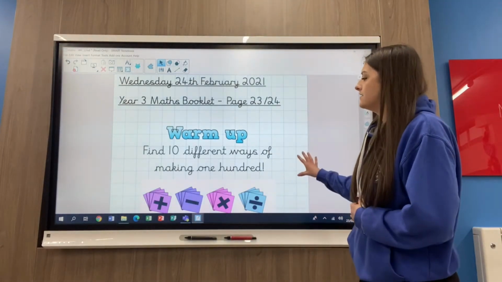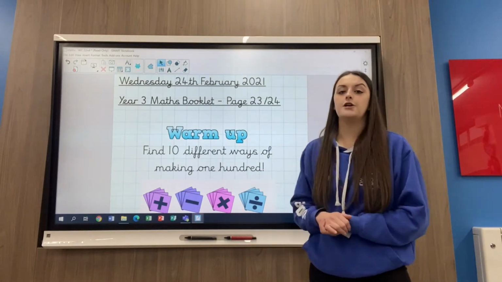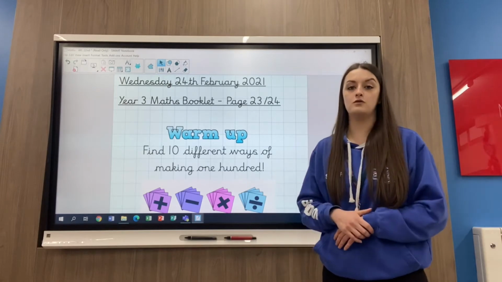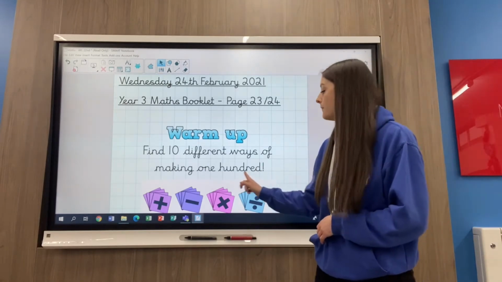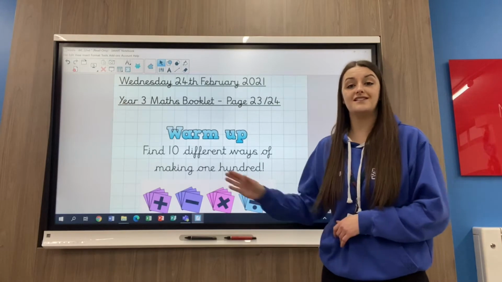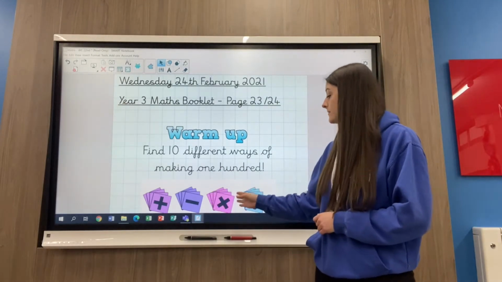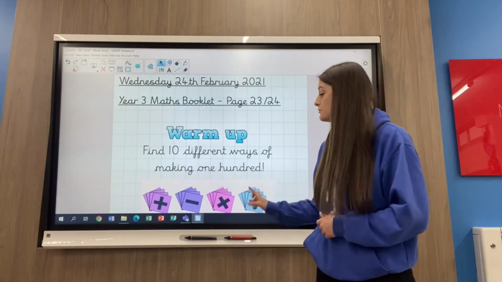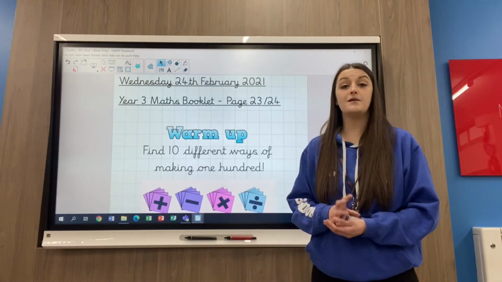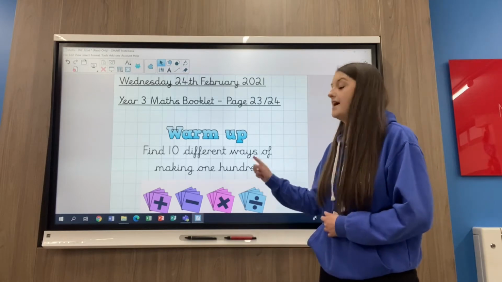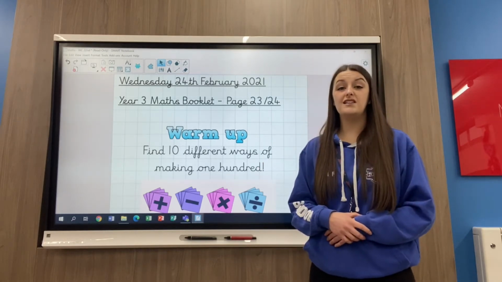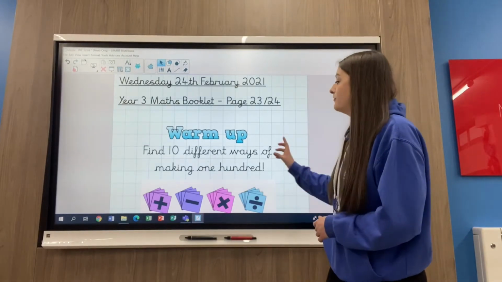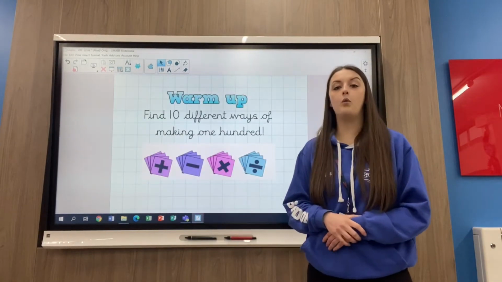So, today for our warm-up, I want you to find me 10 different ways of making the number 100. And you can use the 4 operations to do this. So you might do an addition, subtraction, a multiplication and a division. You might repeat them again, or you could use 2 of these operations in one number sentence to give me the answer 100. So if you're needing your purple books for this warm-up challenge, can you write 10 different ways of making the number 100?